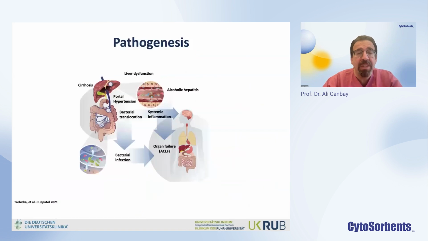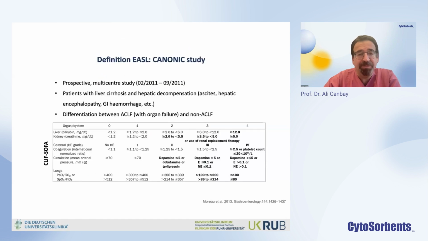So for the pathogenesis, usually the patient has cirrhosis with portal hypertension, which is associated with bacterial translocation and bacterial infection. And then, of course, we have systemic inflammation. Usually, patients with alcoholic hepatitis have an impairment of the barrier. So then you have ACLF or organ failure in these cases.